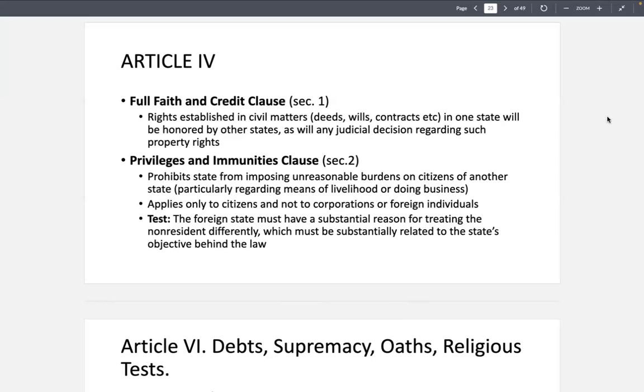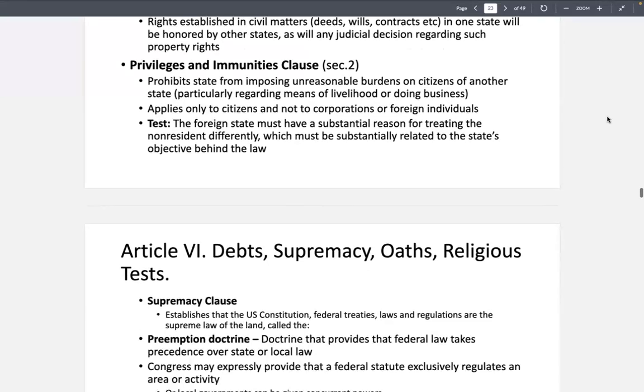The test for the Privileges and Immunities Clause is that the foreign state, let's say for us, maybe that would be Oklahoma, must have a substantial reason for treating the non-resident, us, differently, which must be substantially related to the state's objective behind the law. In other words, it can't be unreasonable. It can't be arbitrary.